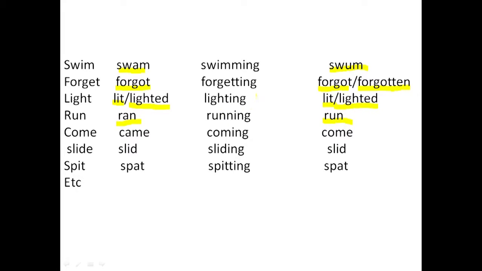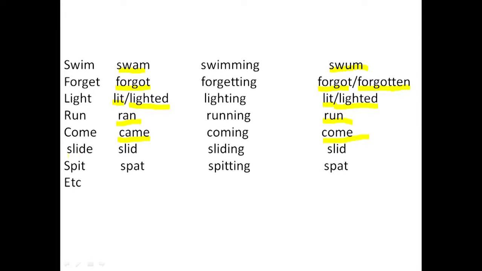Then we come down to come. The past tense for come being came. Okay. Then we have coming. And we have what? We have come. She has come. Come, came, coming, come.